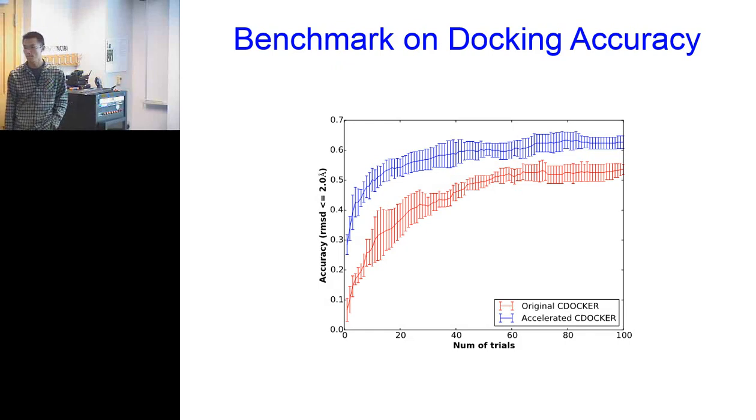So in your benchmark set, what is the portion that are true ligands? They are native ligands of your protein. This is redocking. All of them are true ligands.